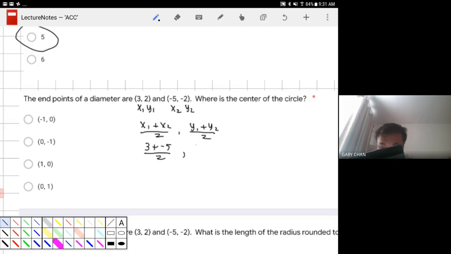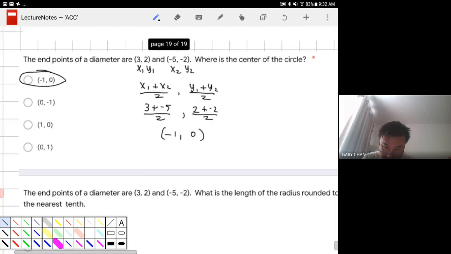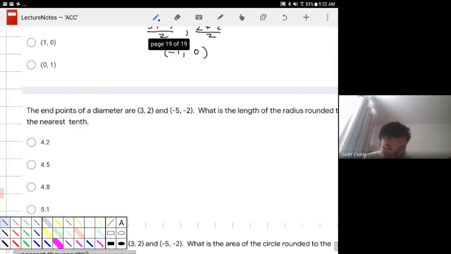And I take 2 and negative 2. So the x coordinate turns out to be -1, and the y coordinate turns out to be 0. That's all it is. It's -1, 0. All right. Moving on.